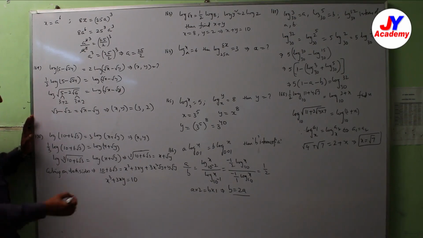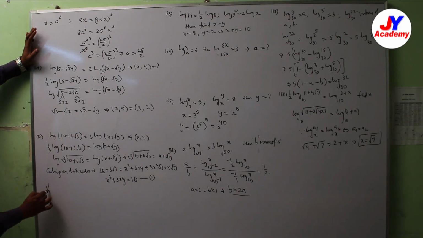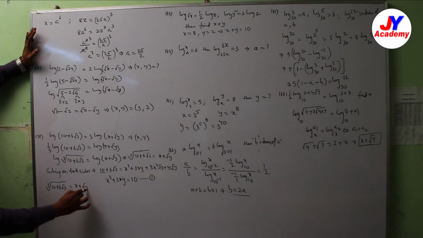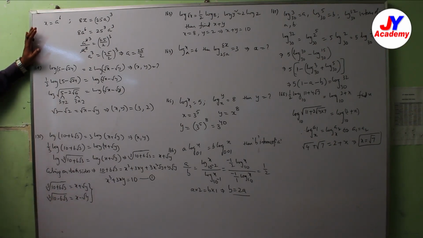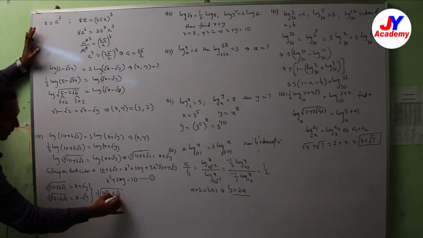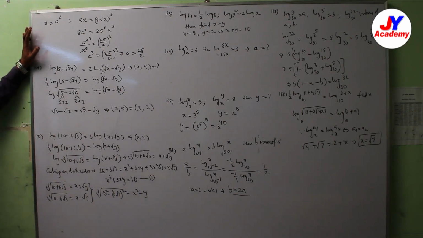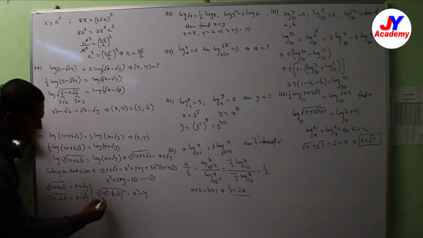X cube plus 3xy is equal to 10, so let it be equation 1. Now consider cube root of (10 plus 6 root 3) is equal to x plus root y, and cube root of (10 minus 6 root 3) is equal to x minus root y. Then consider the product. Multiply these two. Then a plus b into a minus b is a square minus b square, here it is x square minus y.